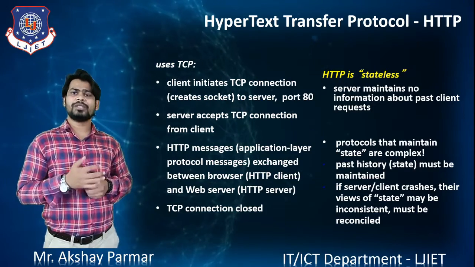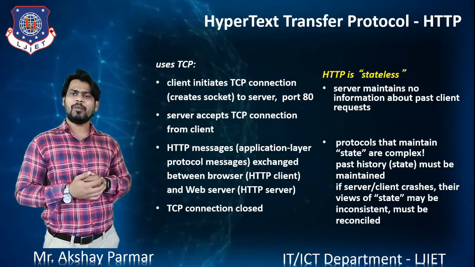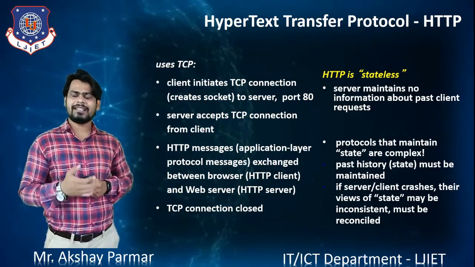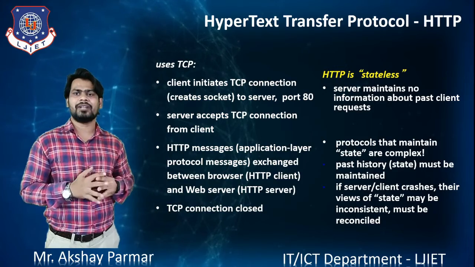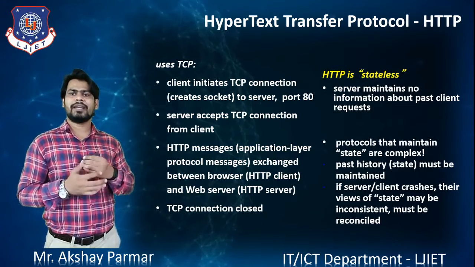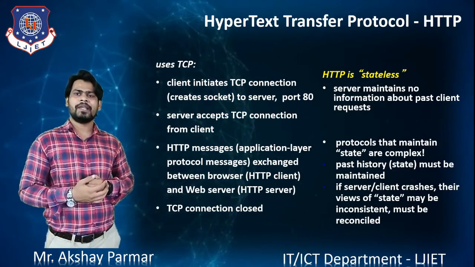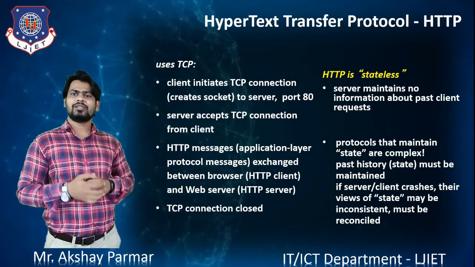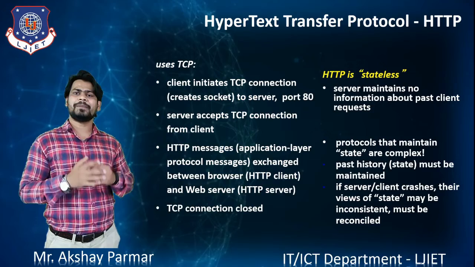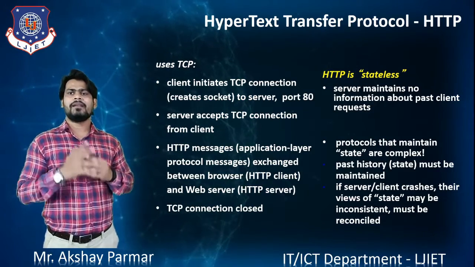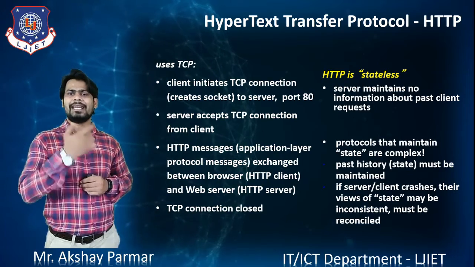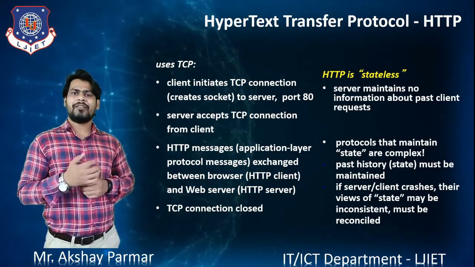After that, HTTP uses TCP. That's how TCP is working in HTTP. The client initiates the TCP connection by creating a socket, as we have seen in Python with the command socket.socket. So the client initiates a TCP connection to the server. Since we are working with HTTP, the port number is 80.